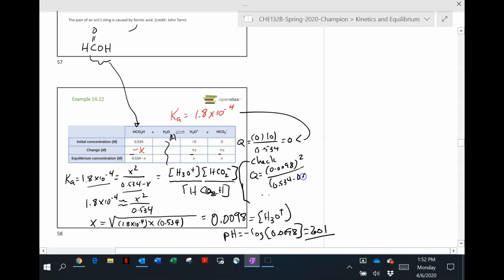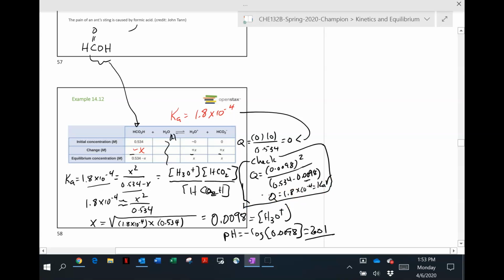0.534 minus 0.0098. And again, one of my problems is whenever I have zeros like that, I lose count sometimes when I'm punching them in the calculator, so I always look for that problem. All right, so let's see what that comes out to be. 0.098 squared divided by parentheses 0.534 minus 0.098 close parentheses equals, and I get that Q is basically 1.8 times 10 to the negative 4, which is equal to K, which checks out. So my check works this time. So that's why you do your checks.